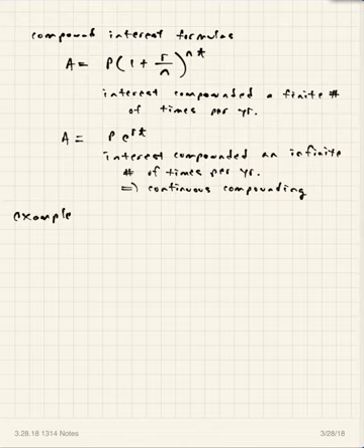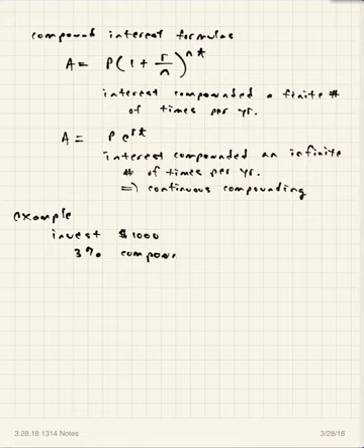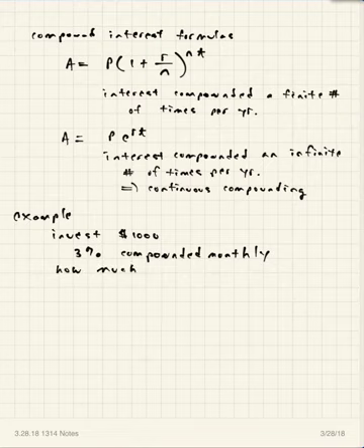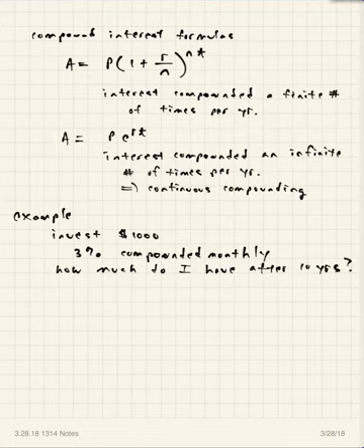All right, so let's look at an example or two here to finish this up. So let's say I'm investing $1,000 in an account that is paying 3% compounded monthly, we'll say. And the question would be, how much do I have after 10 years?